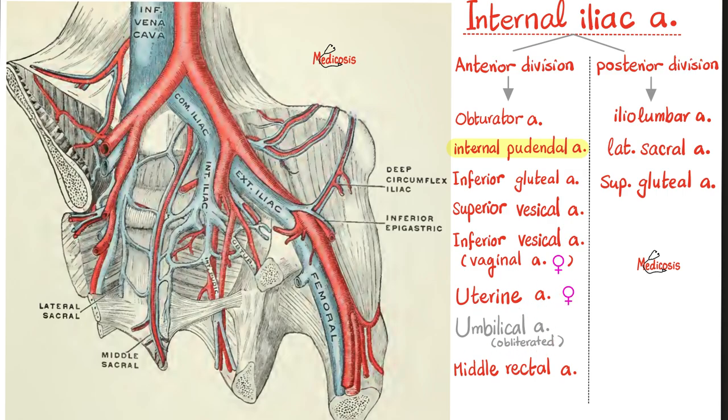We have the obliterated umbilical artery. In the intrauterine life, you had an umbilical artery, two of them, one on the right, one on the left, and you had one umbilical vein. Where did the umbilical arteries come from? They came from the internal iliac artery.